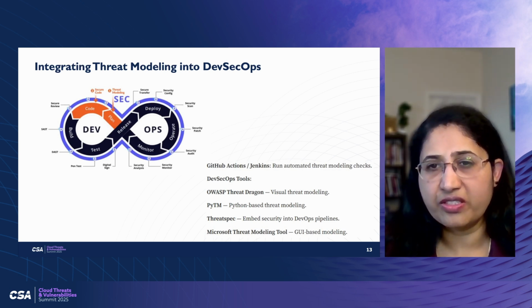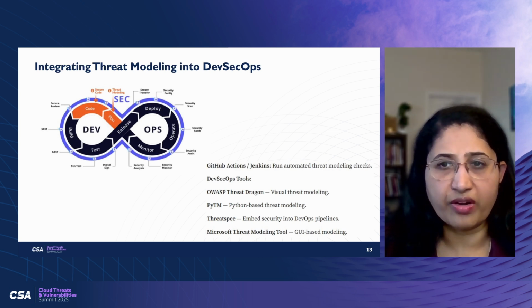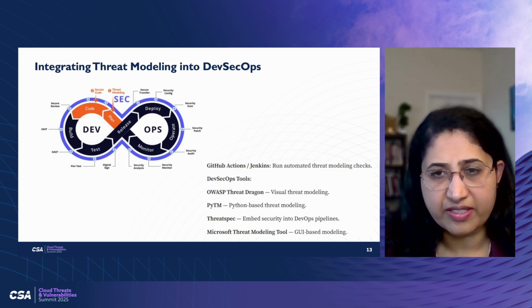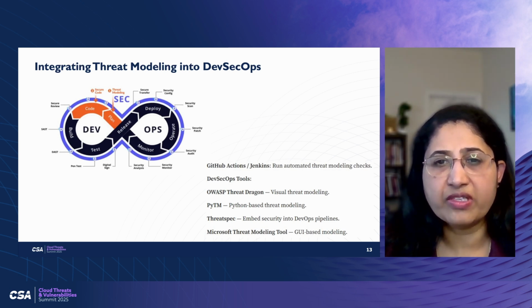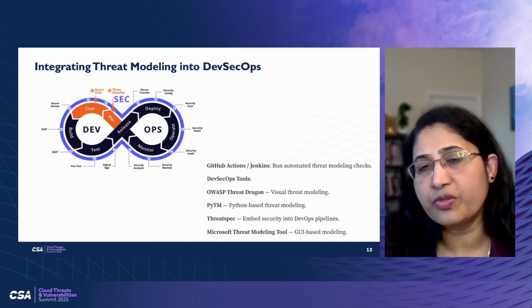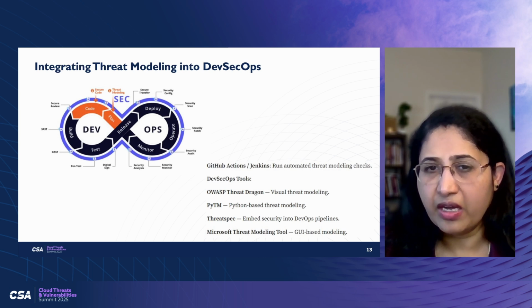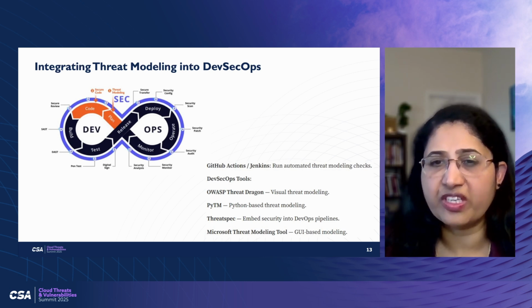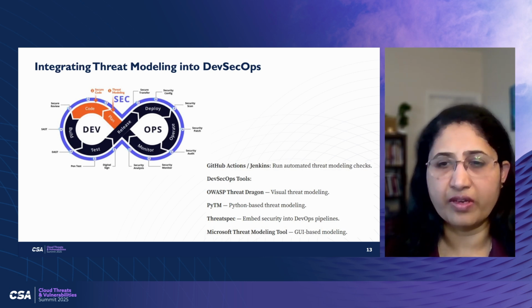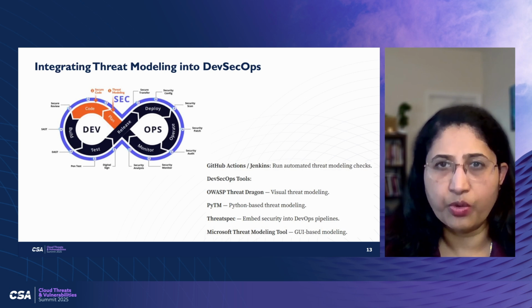So GitHub Actions and Jenkins already have threat modeling checks. You can run automated threat modeling checks inside these frameworks. And then you have DevSecOps tools, some of the tools I was mentioning, like OWASP ThreatDragon, then there is PyTM, ThreatSpec, and the Microsoft Threat Modeling Tool. These are all GUI-based tools, so it makes your job much easier to do a threat modeling.